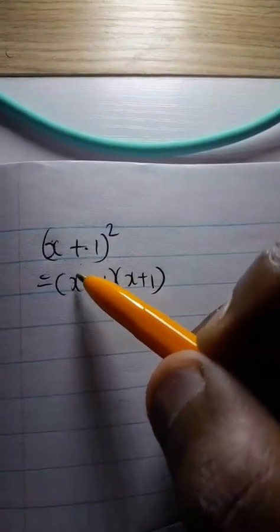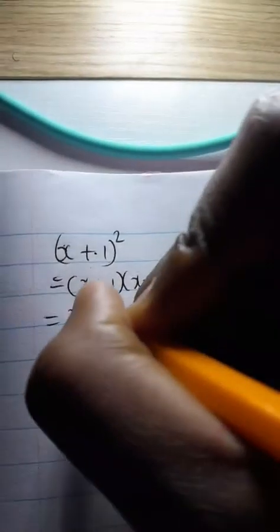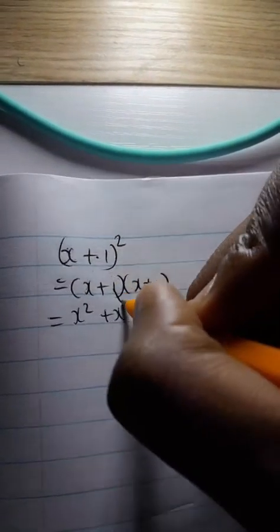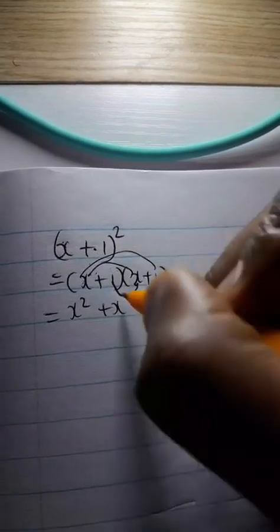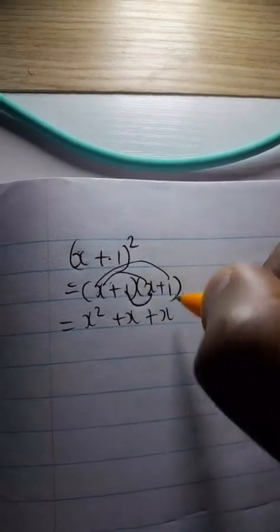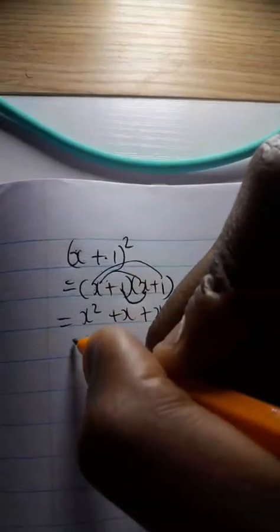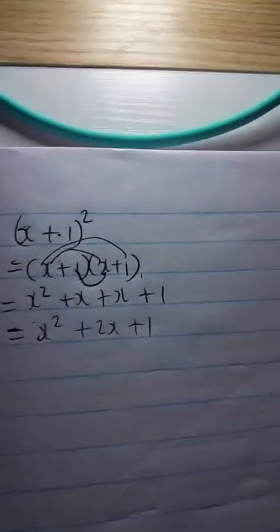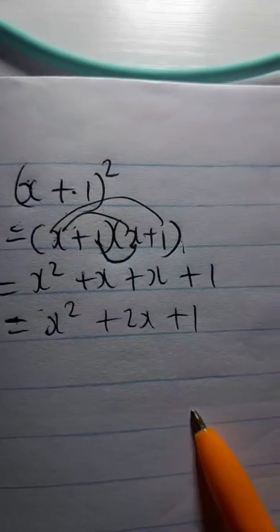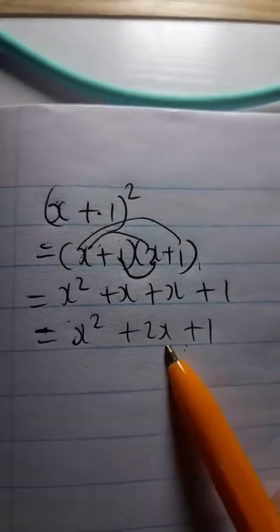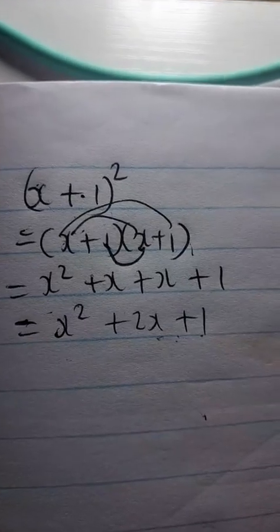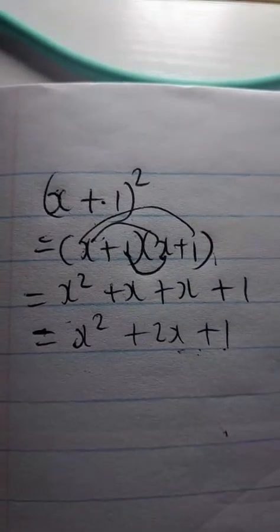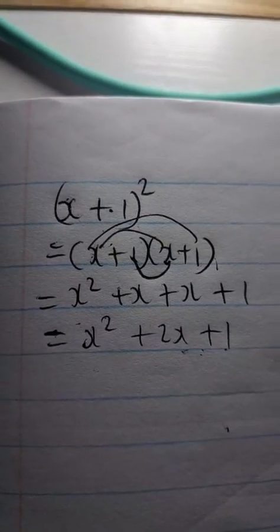you apply FOIL: you multiply the x and the x, you get x squared. You multiply the x and the 1, you get another x. You multiply the 1 and the x, you get another x. And then you multiply 1 and 1, you get a 1. What do you see? You get x squared plus 2x plus 1. So this here, x squared plus 2x plus 1, is what we refer to as a perfect square trinomial.